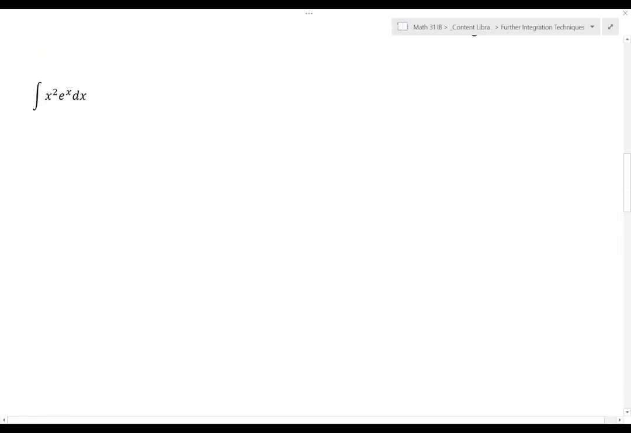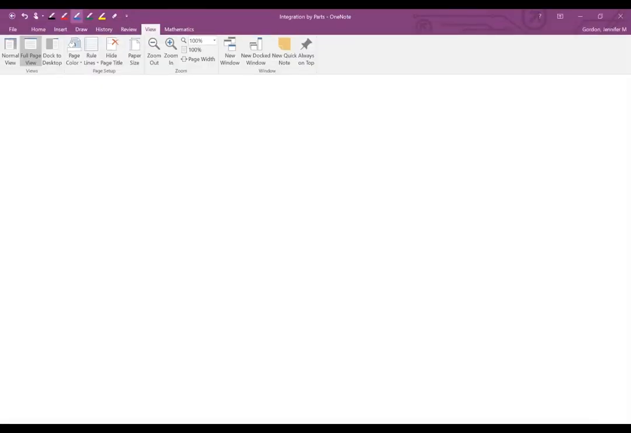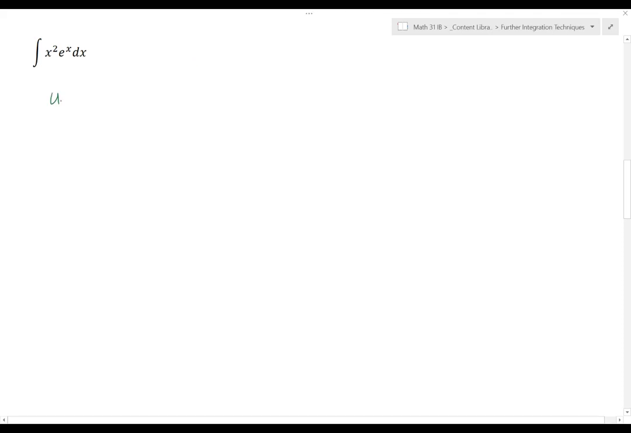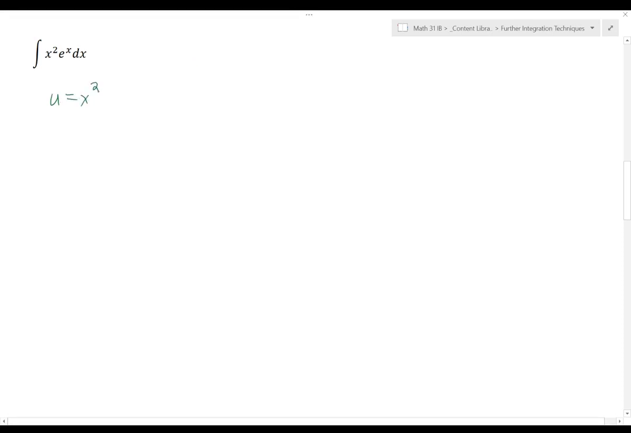Let's look at another situation where we have an algebraic function, x squared in this case, multiplied by a transcendental exponential, e to the power of x. Sticking with that same idea, I'm going to let u equal the algebraic part of it. So u is going to be x squared, because I'm going to have to differentiate that to figure out du, and when I differentiate it, it becomes simpler. du equals 2x dx.